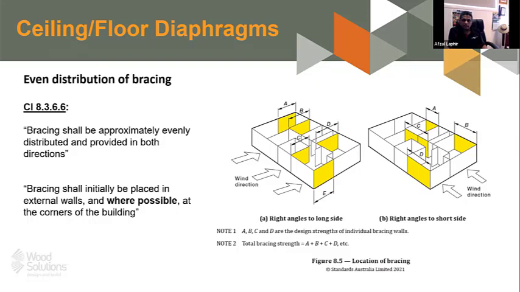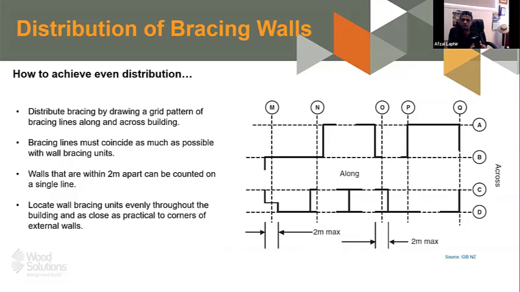Now, let us see how we can make even distribution work by adopting a few simple steps. I'm sure many engineers will be using these steps. The first step is to distribute bracing by drawing a grid pattern of bracing lines in the two directions. So here I've taken a bit of a complex one. I got this diagram from JIB New Zealand. There's some good information in New Zealand with regard to ceiling diaphragms, bracing and floor diaphragms. So you can see in each direction, it's split into bracing lines. They don't have to be equal because they're dictated by where the bracing walls are placed.